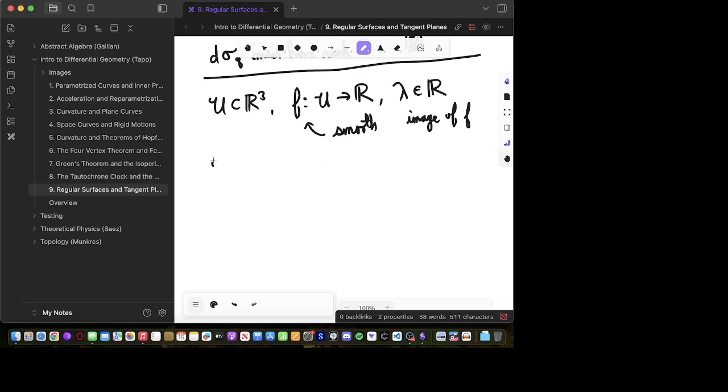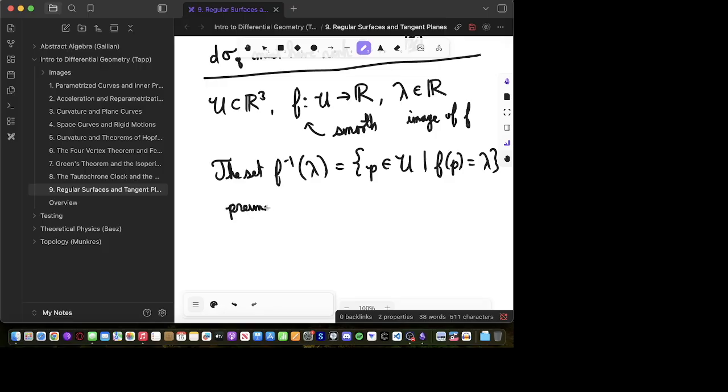So the set, which we denote as f to the negative 1 of lambda, which is the set of all p in U, which is the domain, such that f of p equals lambda, that specific lambda, is called the pre-image of lambda.